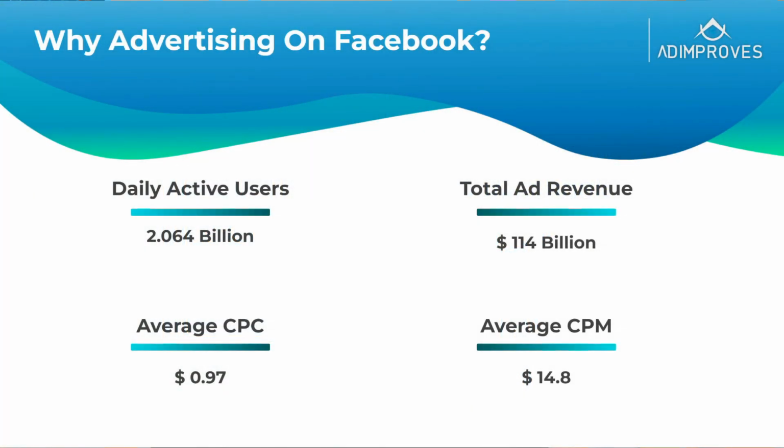So, why should you advertise your local home renovations business on Facebook? As you can see, the daily users that Facebook has goes beyond 2 billion active users. Moving on, the total ad revenue that Facebook registered in 2022 was $114 billion, while the average CPC is $0.97 and the average CPM is around $15. Now, if you don't know what CPC or CPM stand for, don't worry, stick around to this video and I'll be explaining soon what they mean.